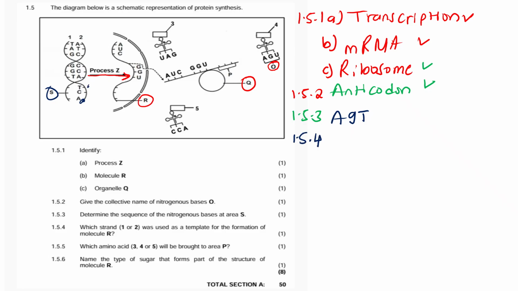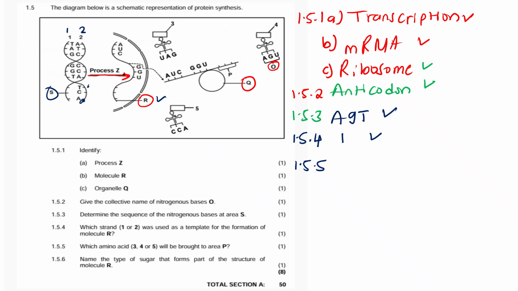Right, therefore now 1.5.4. Which strand, 1 or 2, was used as a template for the formation of molecule R? This is strand 1 and this is strand 2. Which one was used as a template for the formation of molecule R? Strand number 1 was used as a template. Very good.